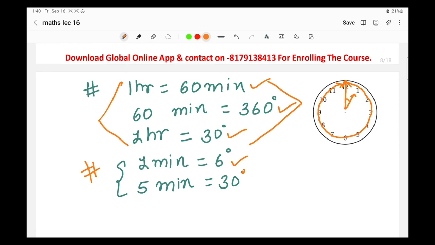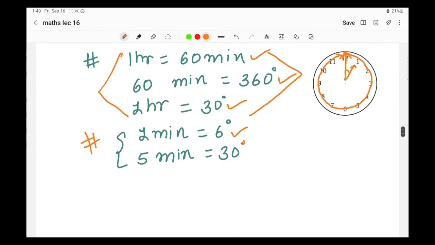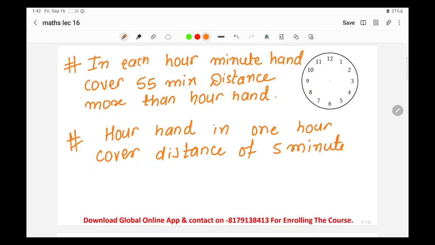Now next, what things do we have to keep in mind? Again, some facts that I will discuss with you. Before that, screenshot this one. Here, look into these facts. Once again, in each hour, the minute hand is covering 55 minutes distance more than the hour hand.